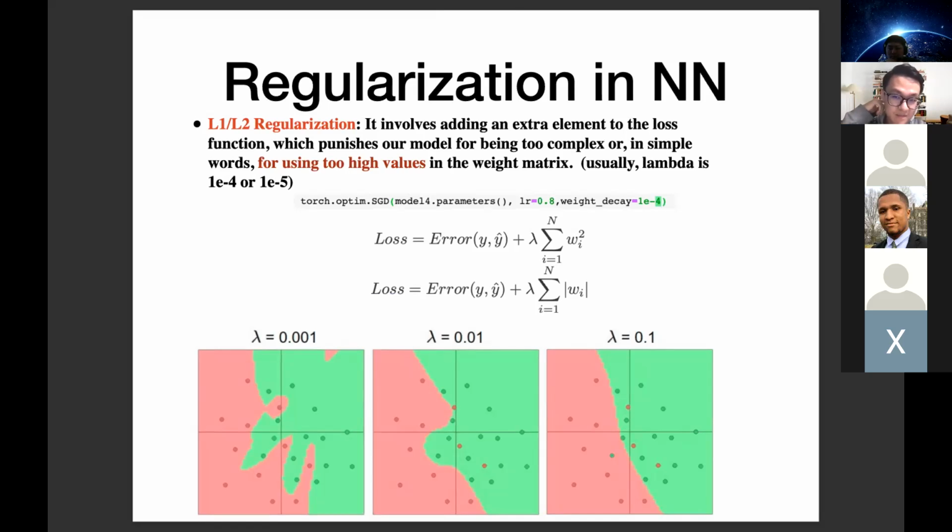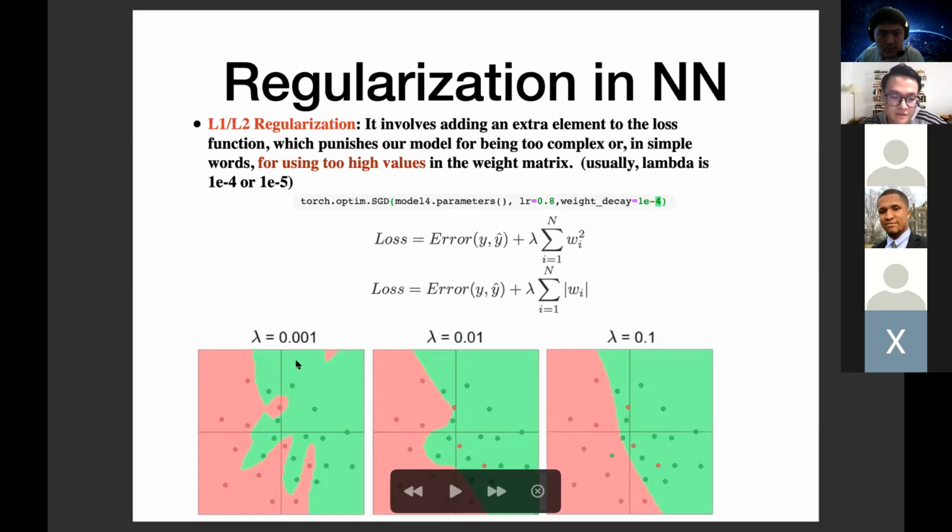So for regularization in your neural network, firstly we can use L1 or L2, which involves adding an extra element to the loss function, which will penalize our model for being too complex, or in simple words, for using too high values in the weight matrix. In your implementation, it is very easy to add the regularization. You can just use the weight decay in the optimizer. For example, in PyTorch, you can add the weight decay parameter in the SGD optimizer, and it will add this regularization term on your model parameters.